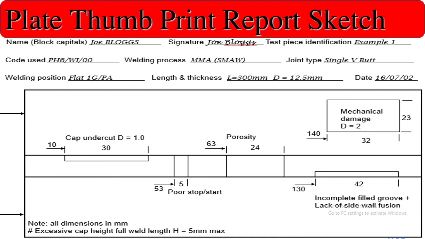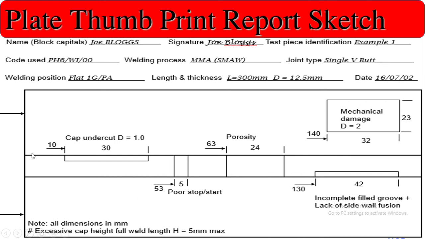This is the name, in block capitals. You have to mention the block signature, test specimen identification, which code is used, welding process, joint type, and welding position, which position you have for that welding. So all this you have to mention in the thumbprint report sketch, because you can get all these details in your exam paper, what type of welding process, all these things. So you have to fill up all this here. So you can see how you have to fill up this form.